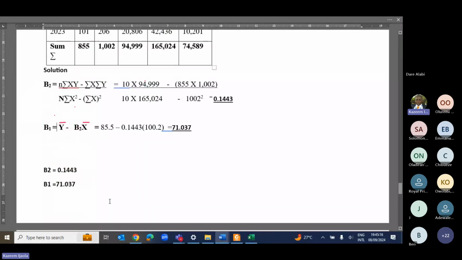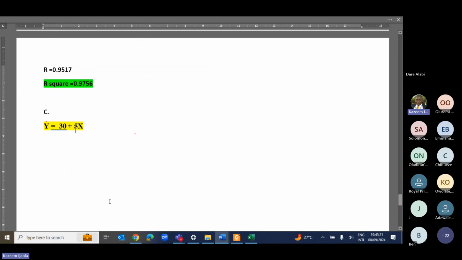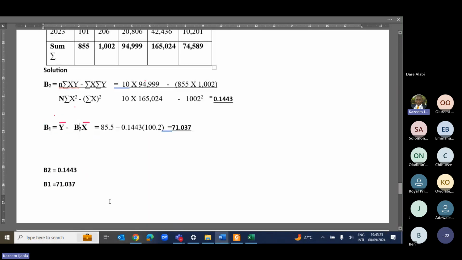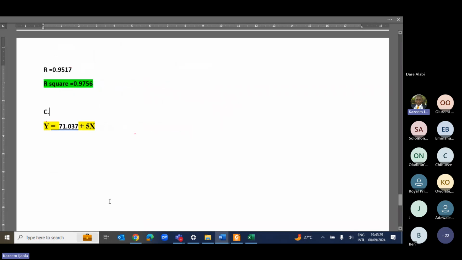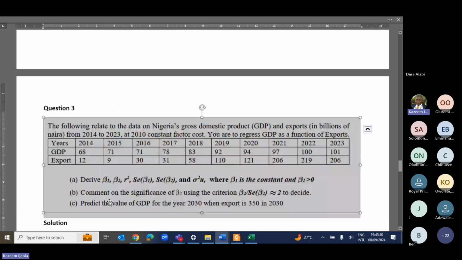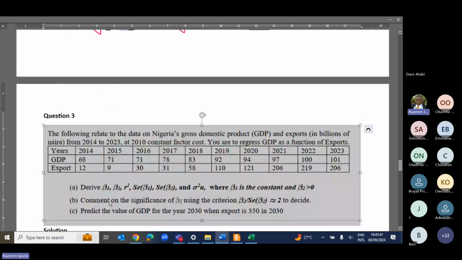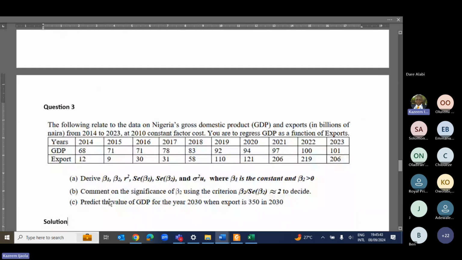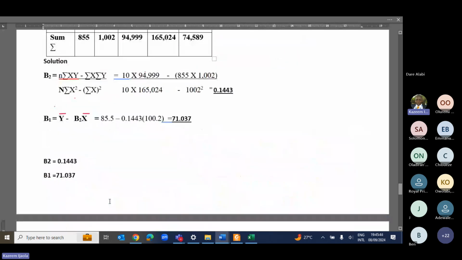71 point this. 71 plus beta 2, which is what? 0 point something, times x. This is beta 2 x, right? So they now say that if your income is 350, what is the GDP? So just change this x to 350. So what's the answer?